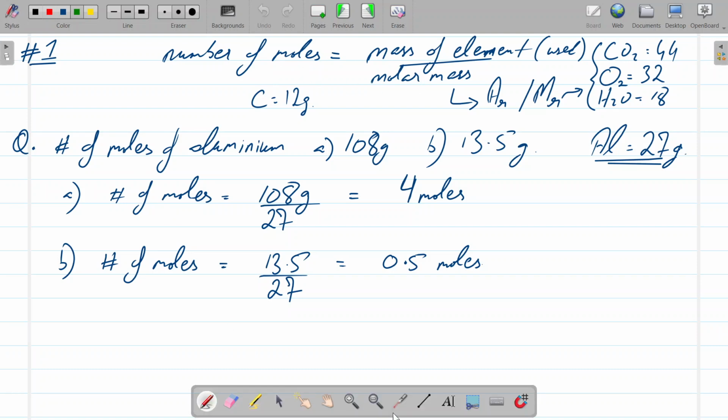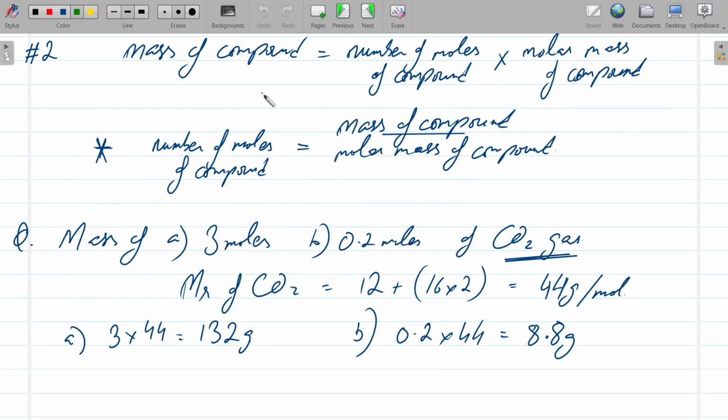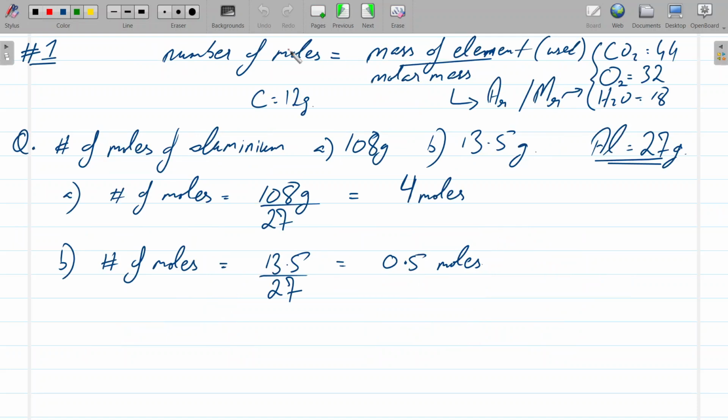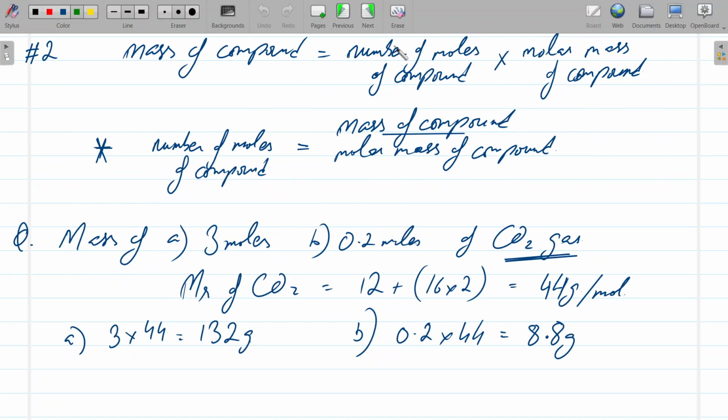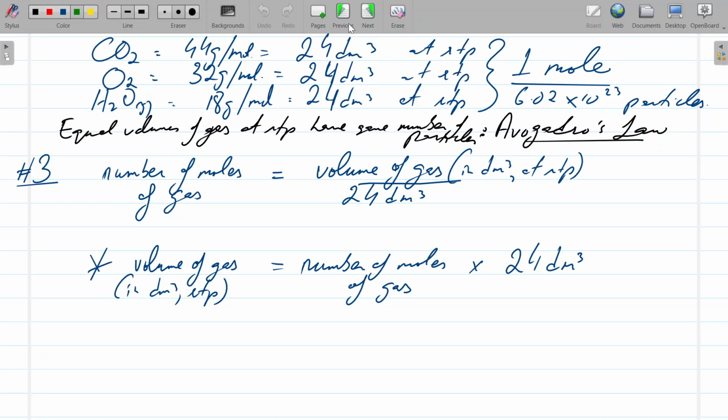Let me get the highlighter out. Yeah. So you can move this around depending on what it is you have and what you need to find, right? But the basic is number of moles is mass of an element divided by the molar mass. This is that same thing moved about. So the mass of a compound is number of moles multiplied by molar mass, which is what you have here. So there's some questions regarding that.